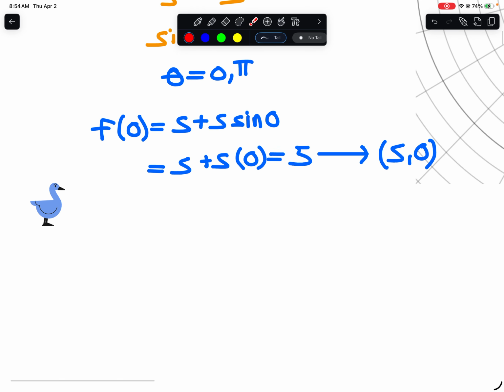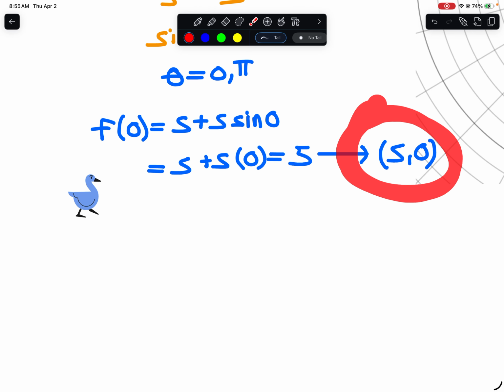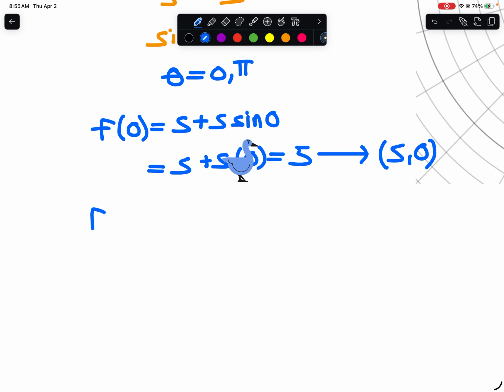Now I still need to plug in the second theta value. It should work out to be the exact same value as your original value, because if you do sine of both of these values, they're going to get the same value. So I'm still going to algebraically show it, but depending on your steps, you may not need to. So 5 plus 5 sine of pi.